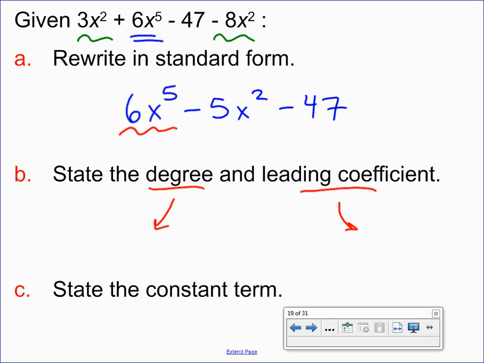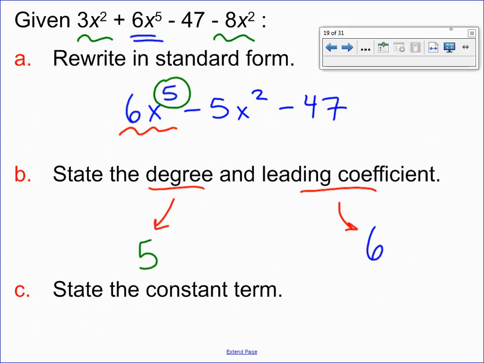Our degree then would be the highest exponent. That's degree 5, or a quintic polynomial. The leading coefficient is the multiplier on the highest exponent, and that is 6. Everybody see that? The constant term is the term that doesn't have a variable multiplier. So the constant term here would be the negative 47.